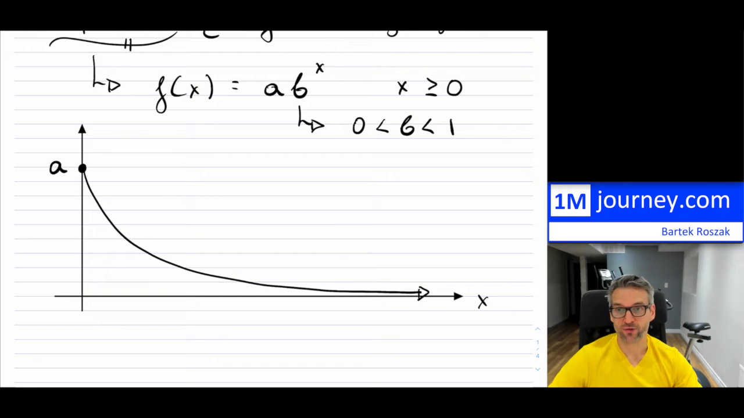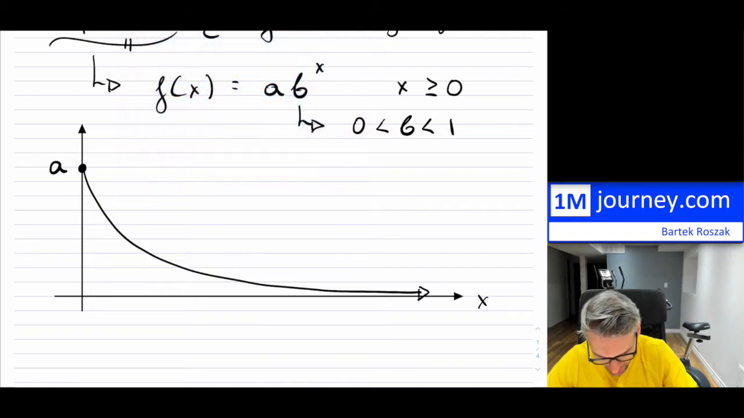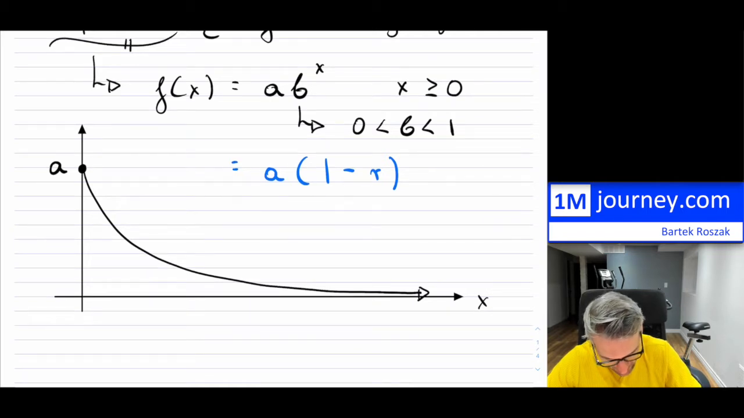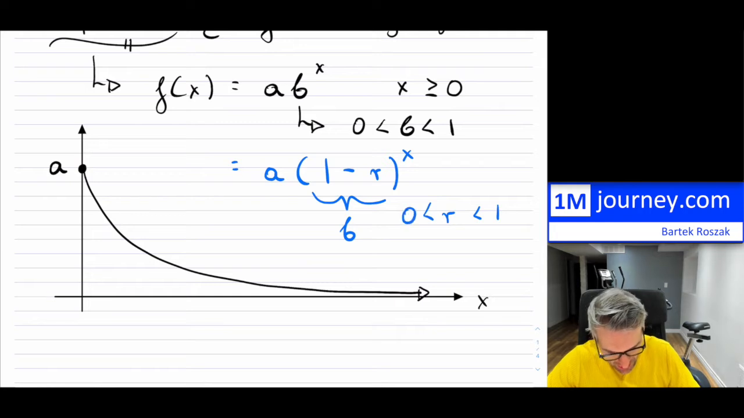Now, there was another way of writing this in terms of exponential decay, which I personally like a little bit better, because it highlights the exponential decay in a more intuitive way. So instead of writing b, we can say that b is just 1 minus r, and r is going to be between 0 and 1. r is just some rate of decay, so how quickly something is decaying, maybe 5%, 10%, or something else.